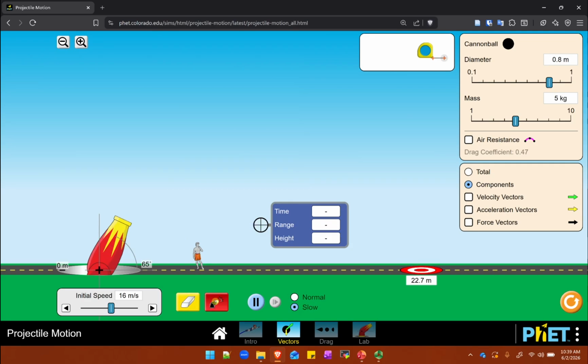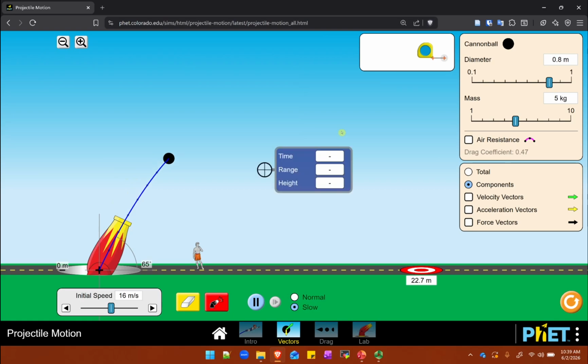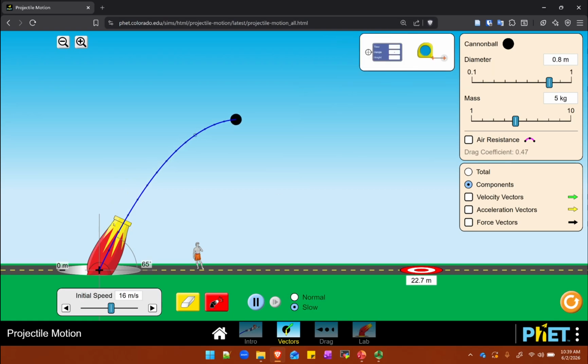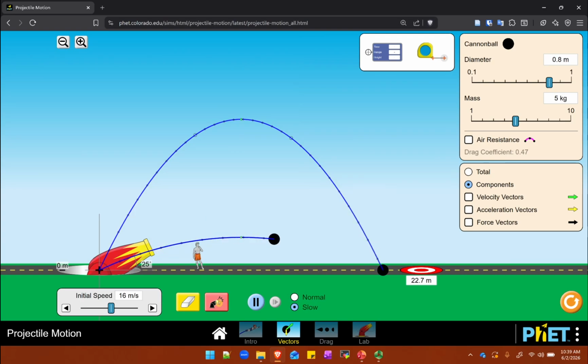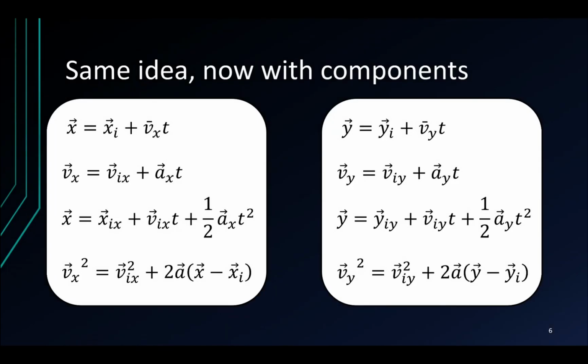So if I go to 65, and I also go to 25, these should give me the exact same range, but drastically different heights. It takes a different amount of time. They have different paths that they trace out. So how do we solve these problems?